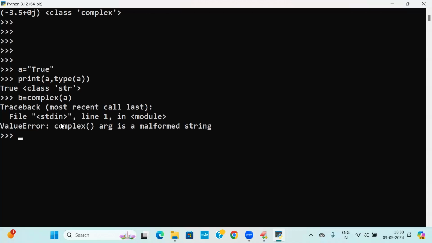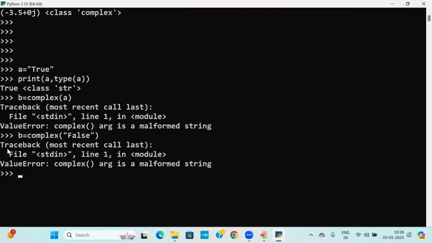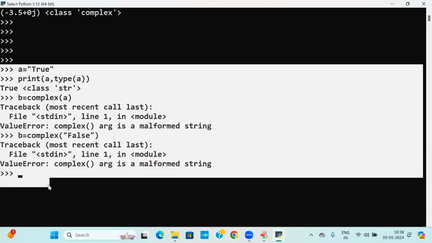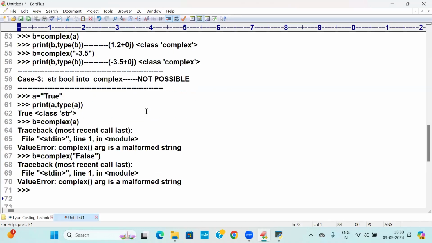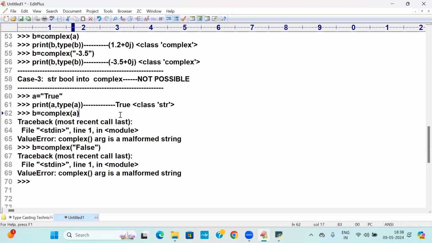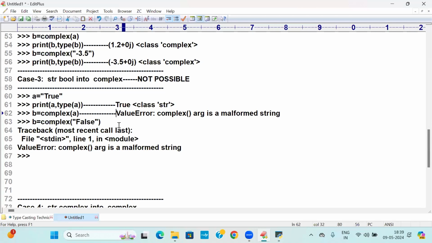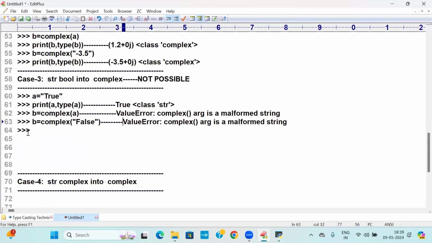Remember this. I'll give you the clarity in the coding, but you remember. B is equal to complex of false, I'm going to say. False also gives what? Value error. Because these are very important in writing the coding, students. Not possible, I'm going to say. So here I'm writing. See, students, now I'm going to get this data. Here, this is a value error.